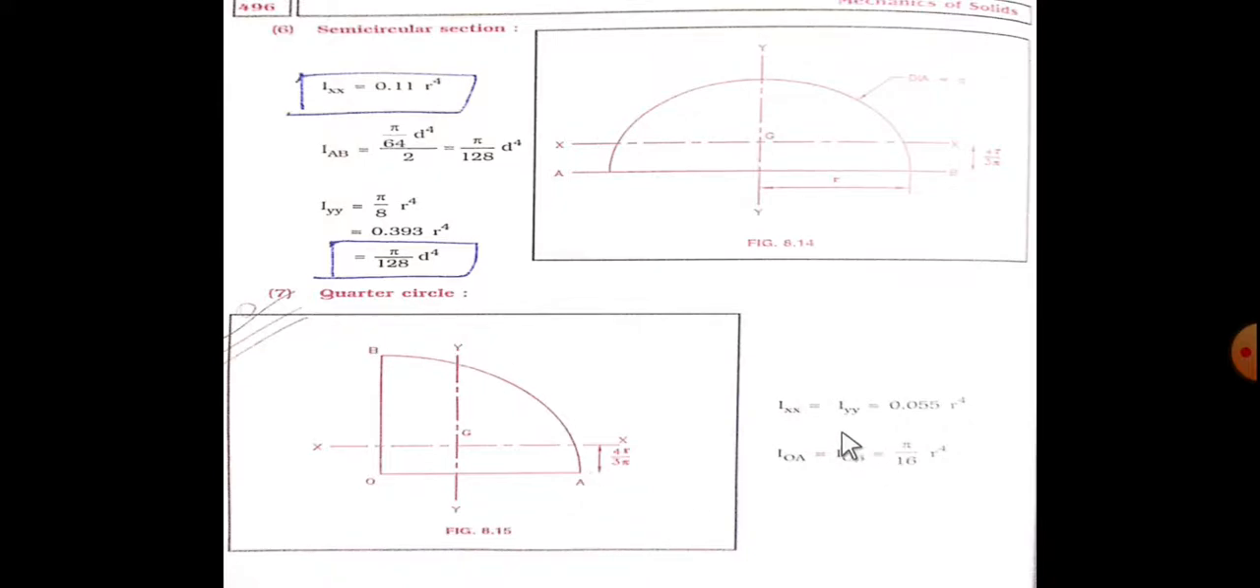For the quarter circle, Ixx and Iyy are equal to 0.055 r raised to 4, and from the base it is pi by 16 r raised to 4. So these are the equations that we have to memorize. Now, the most important table given over here is something we always have to keep in mind. Without the moment of inertia of regular shapes, we can't calculate the whole body moment of inertia.